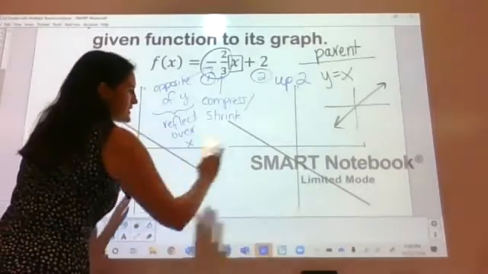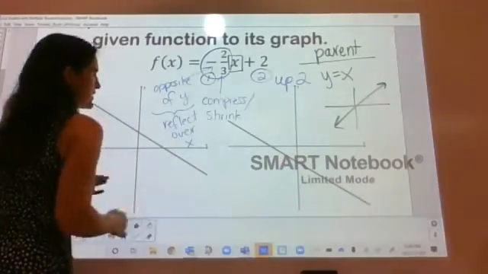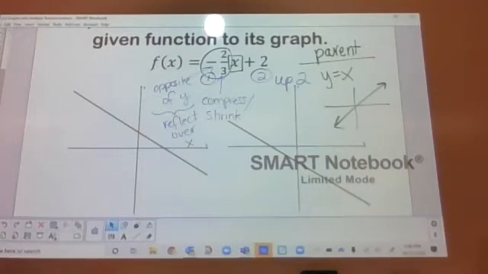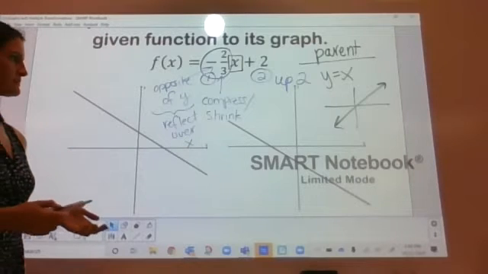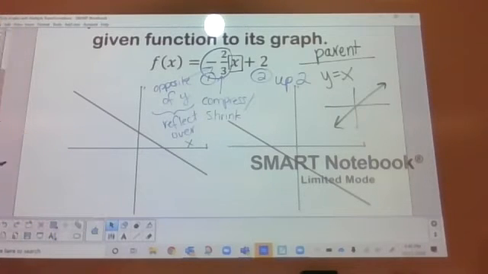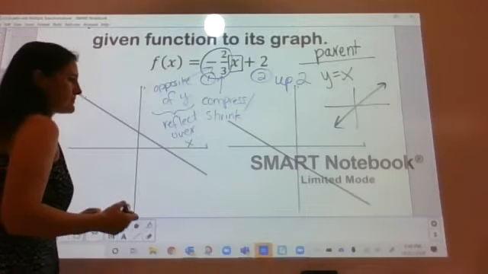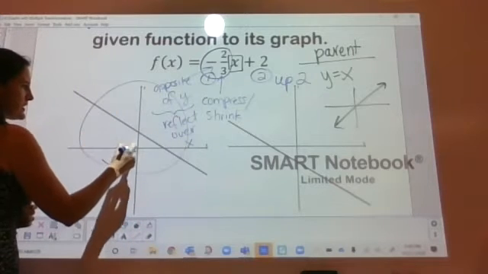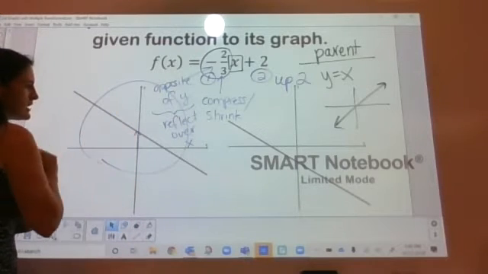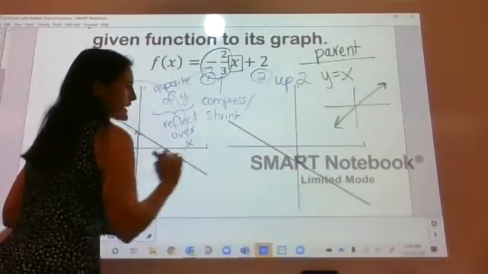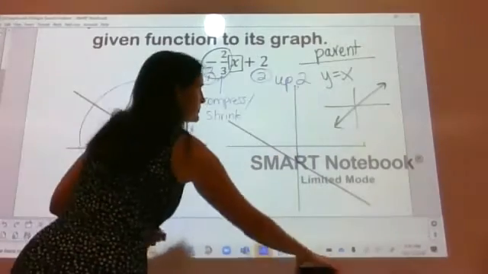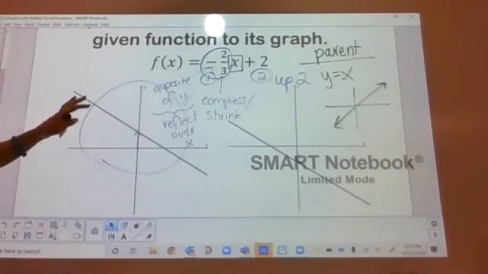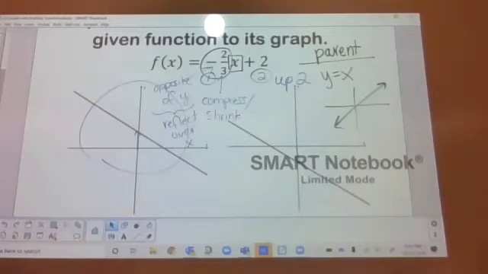So looking at these two functions, which do you think reflects over x, shrinks, and went up 2? Pause the video and think about that. Now you should be unpaused if you paused it. And it's this one right here, right? This one, you can see that it went up 2. This one went down 2, okay? Pause the video if you need any of that, because I'm about to erase it.